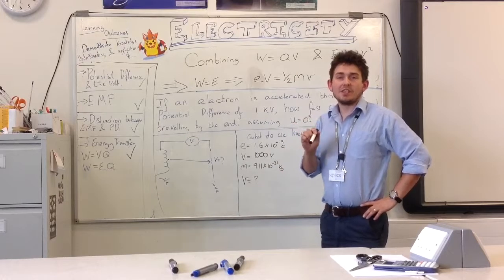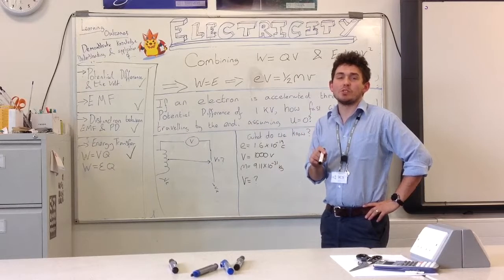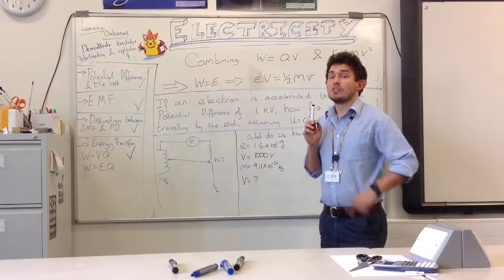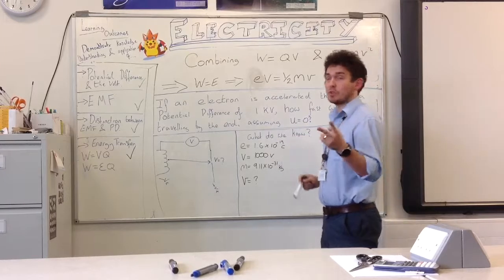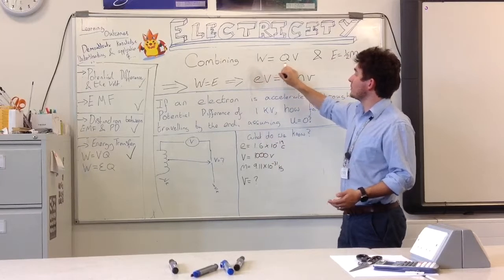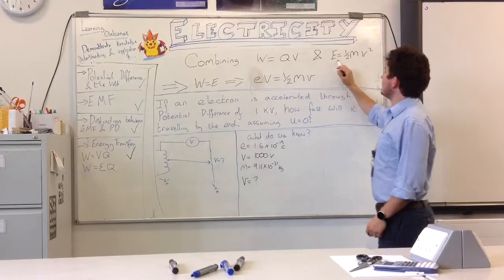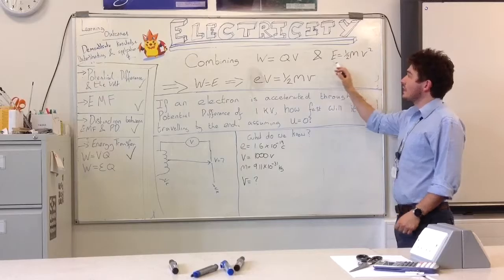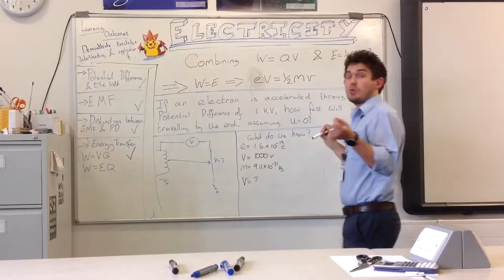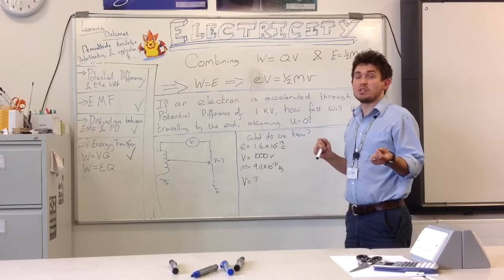Hi again. This video is going to look at a common type of exam question, and a common question in general, that looks at the combination of two equations: W equals QV, that we should have just watched on the video above, and E equals a half mv squared, which is the kinetic energy equation that you should remember from GCSE.